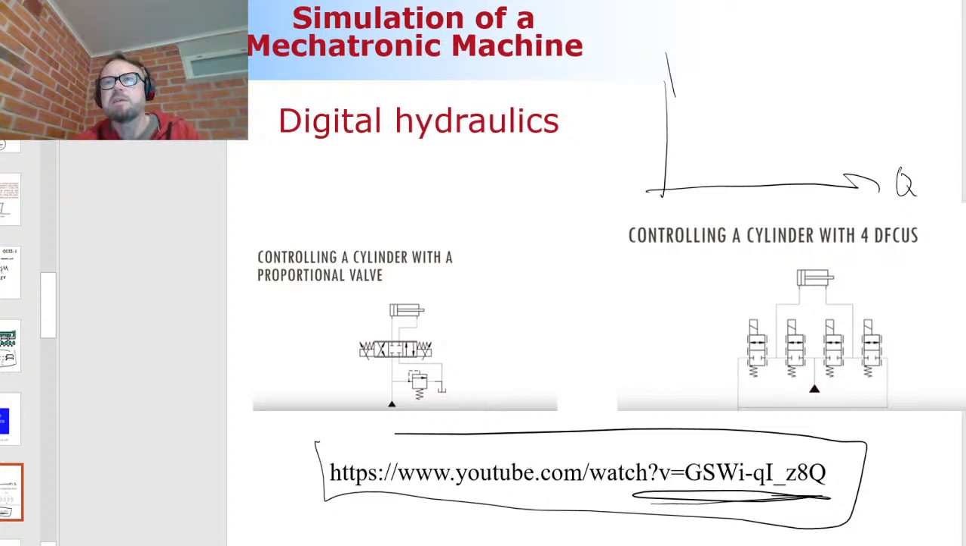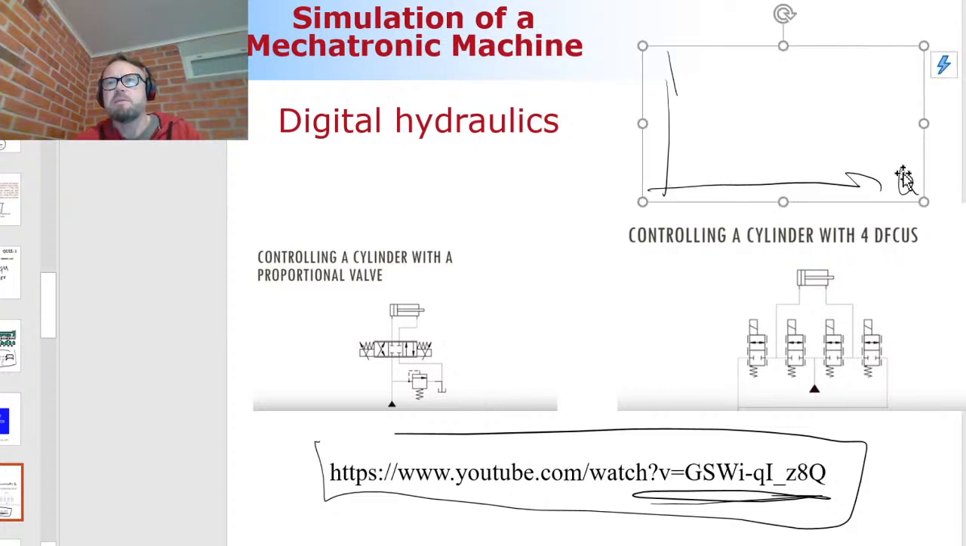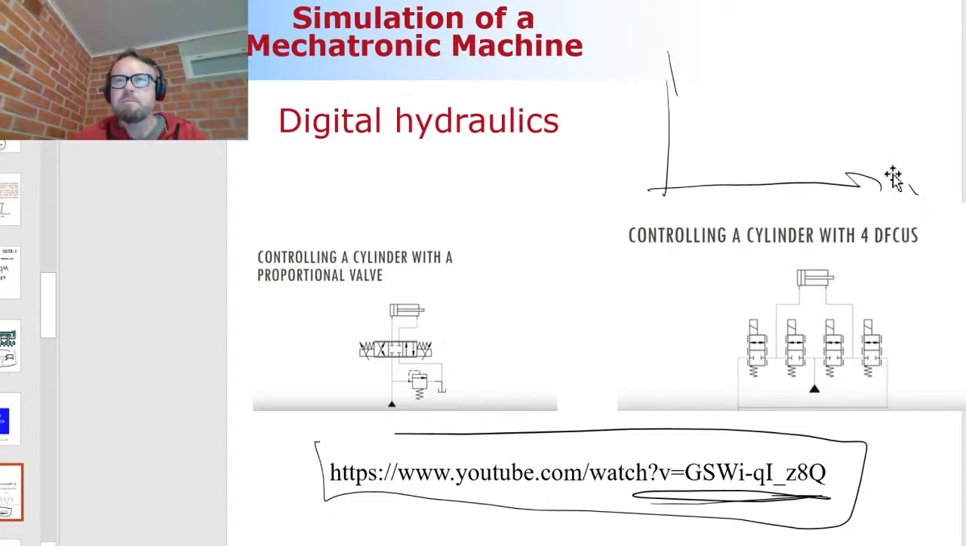Let me put it the other way around. Okay, so if this is a flow rate and this is a valve opening, it could be something like this. So you can get a lot of different kinds of flows. And now if you have just one on-off valve, you get a very discrete value. So you get the one value and that's it.